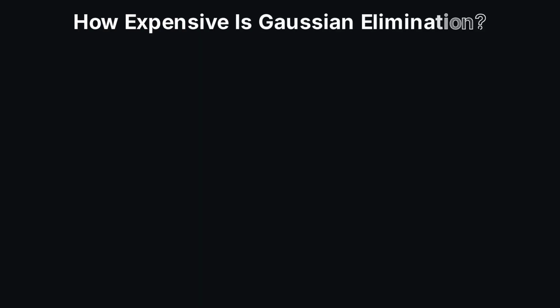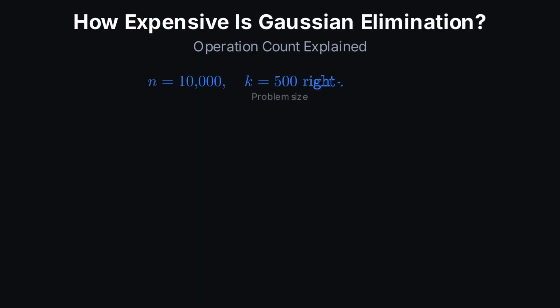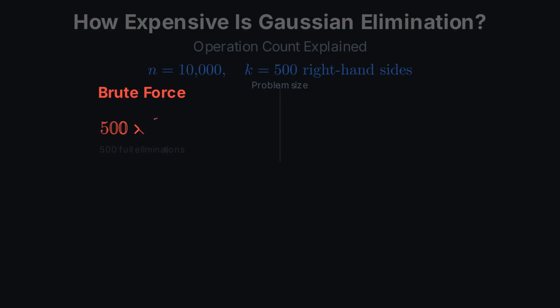Imagine you're an engineer with a 10,000 by 10,000 matrix. You need to solve it for 500 different right-hand cases. You could run Gaussian elimination 500 separate times, or you could dramatically cut the total work.